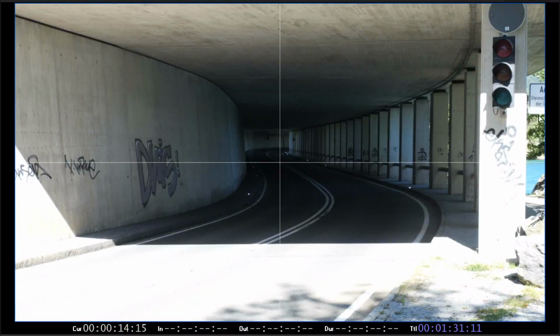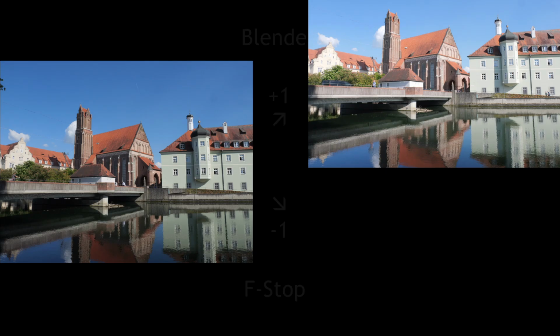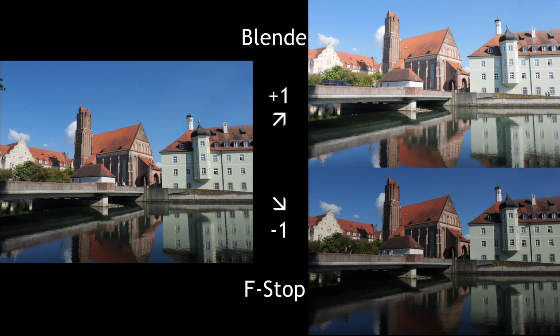Why? Look at this underpass. Our eyes can detect about 20 f-stops, that is, differences between light and dark, and so we can easily see everything in the dark in a tunnel and also in the bright sunlight. One aperture stop, also called an f-stop, doubles or halves the amount of light.